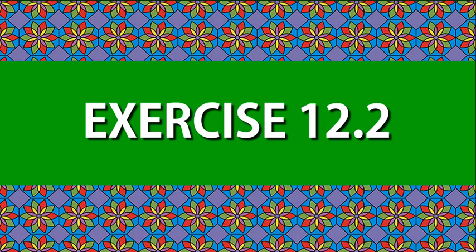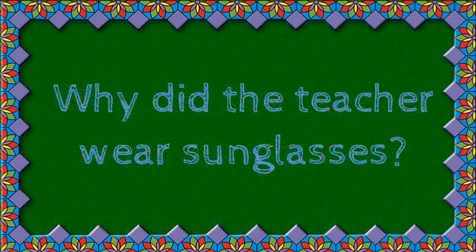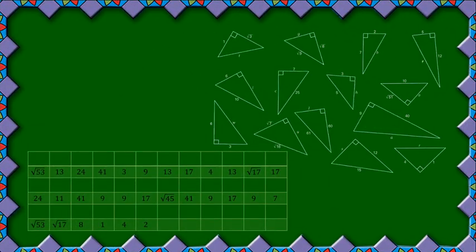These are the answers for exercise 12.2. Now, the question that we need to answer basically is, why did the teacher wear sunglasses? And we are given the following triangles and then also the following table where we have to solve for the variables and then place them across from the answers.